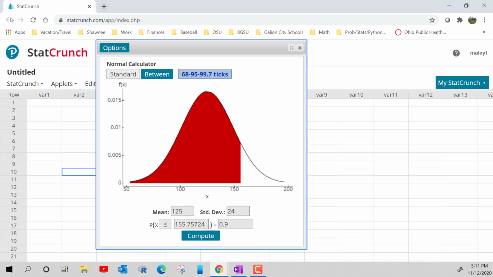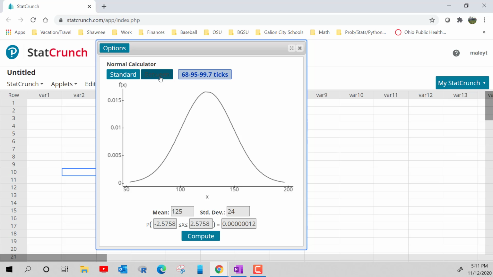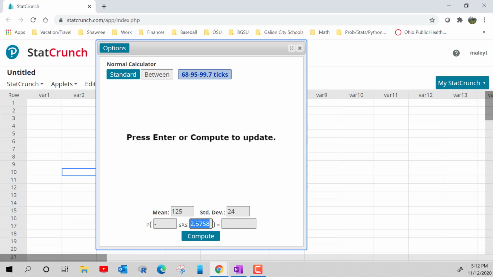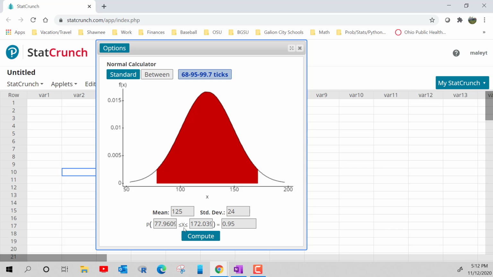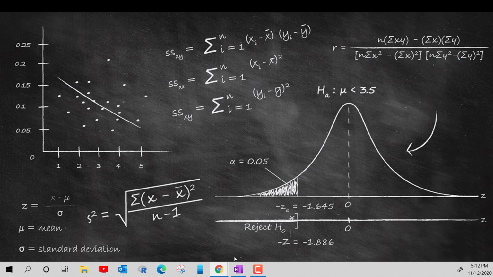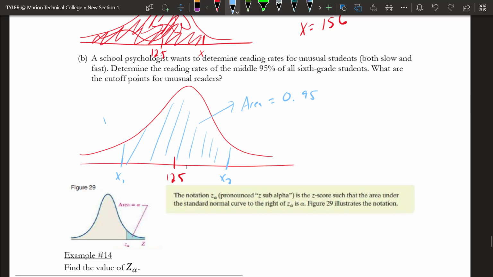Right? So if I pull over Statcrunch, I'm going to hit the between button. The mean's still 125, the standard deviation is still 24. I need to delete these scores here, and then the area in between, we want that to be 0.95. Right? Hit compute, and I get those two values. Right? So this left value is roughly 78, and the right value that would round to be 172.